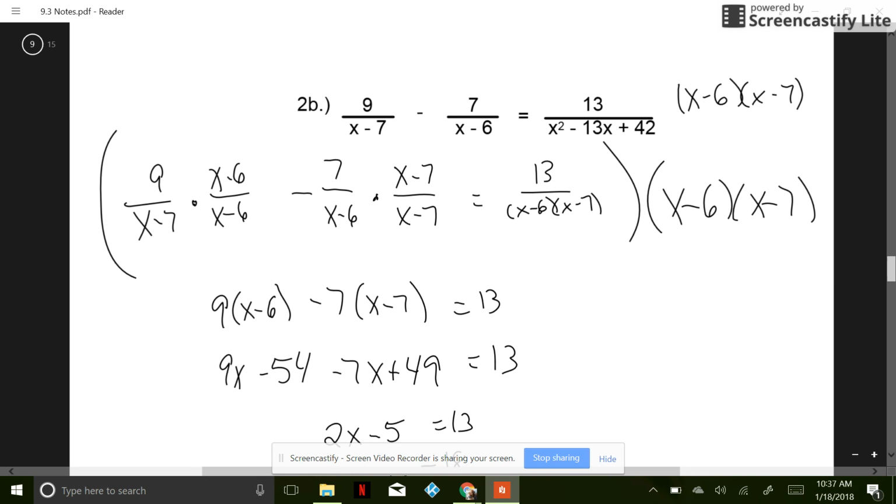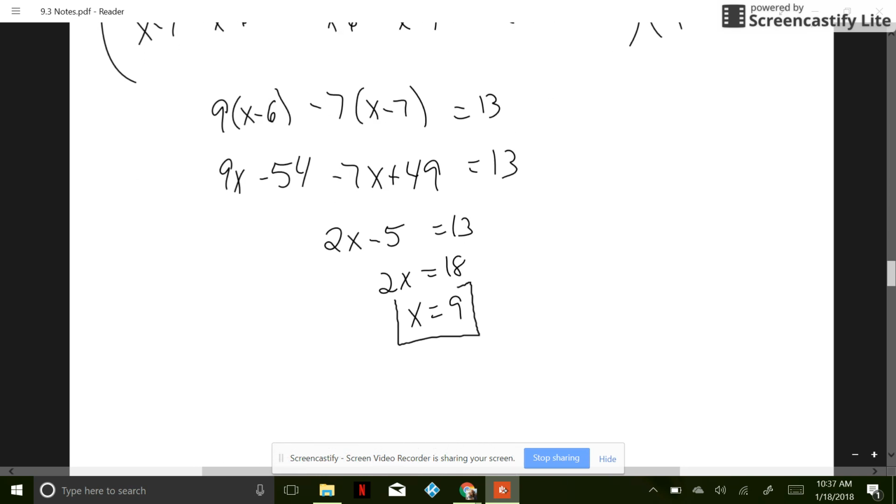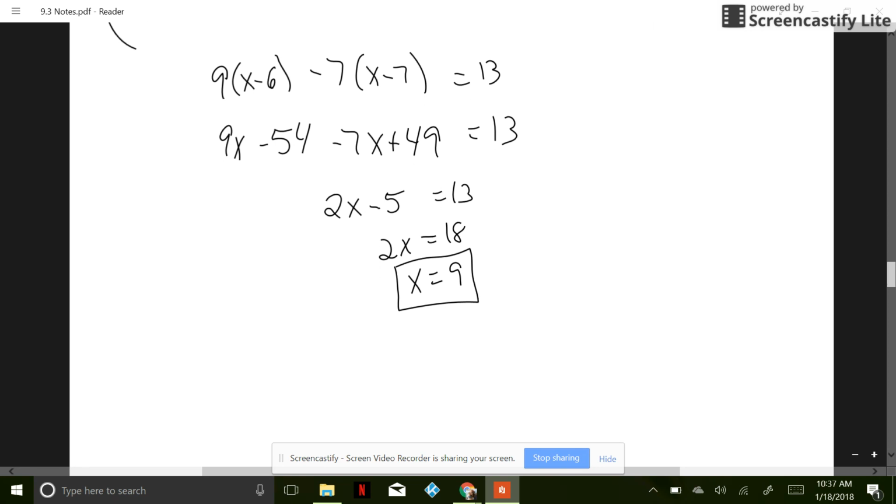We double check, is 9 an excluded value? No, it is not. So that means it works as our solution. X is equal to 9.